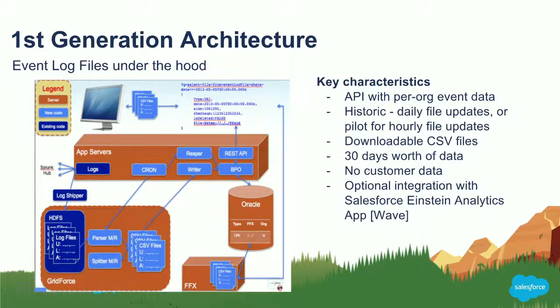So the first generation architecture is really based primarily on logs. And some of the key characteristics here, these logs were logs that we're already doing for ourselves internally. But we had customers that were, on occasion, asking for these logs and wanted this visibility for themselves and actually to have it on an ongoing basis. So what we're doing is that we're actually copying over the logs, running a MapReduce job, and then surfacing them up in an API on a per-org basis.